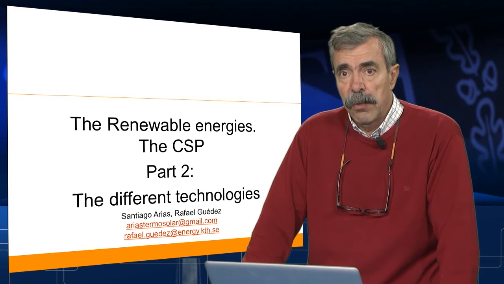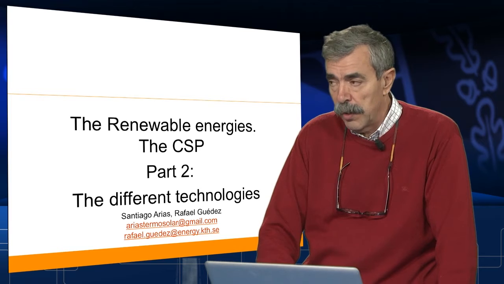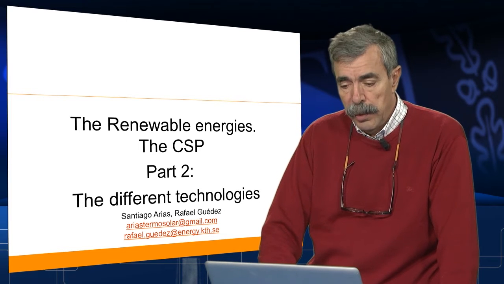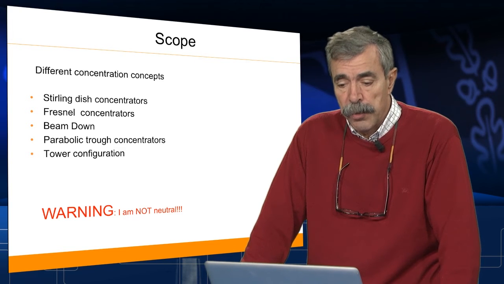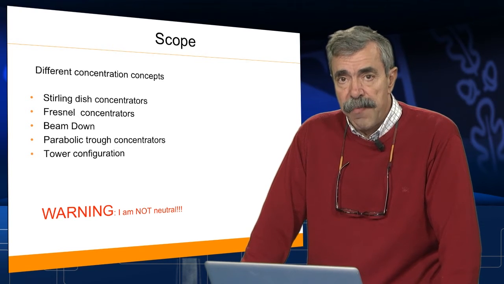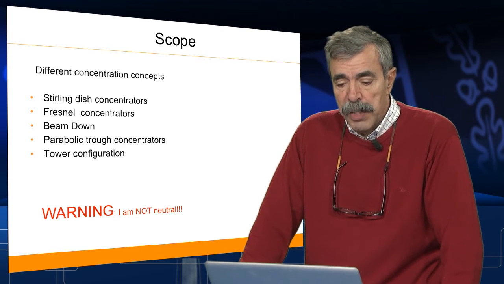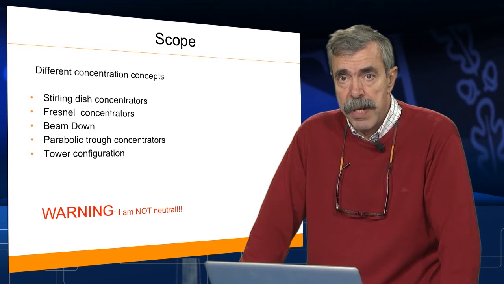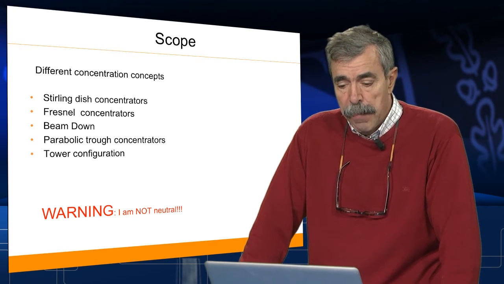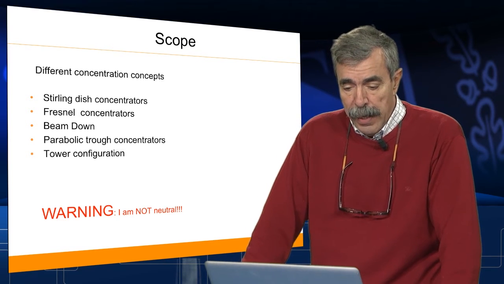In that session, I'm going to be speaking about the different technologies, the different methods of converting the solar energy into electricity by using the CSP technology. And there are many different concentration concepts. I will be speaking about the Stirling dishes. I will be speaking about the Fresnel concentrators. I will be speaking about the beam down system, parabolic trough concentrators, and finally the tower configuration.